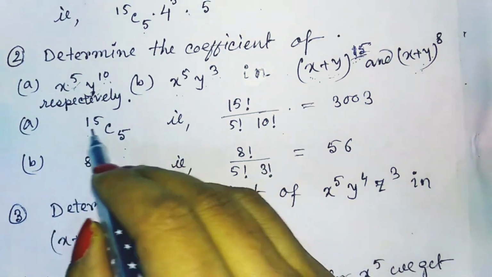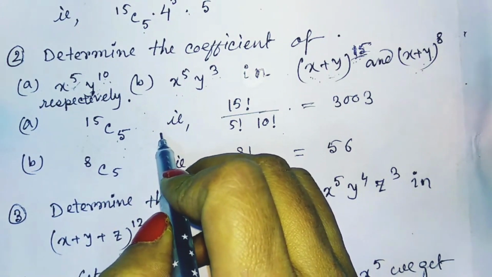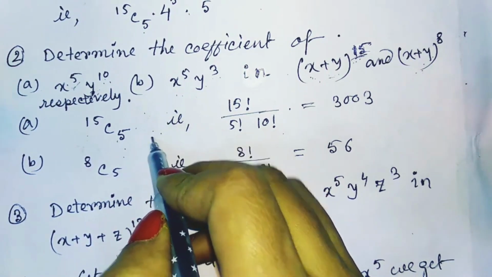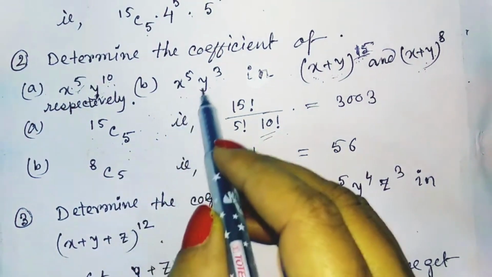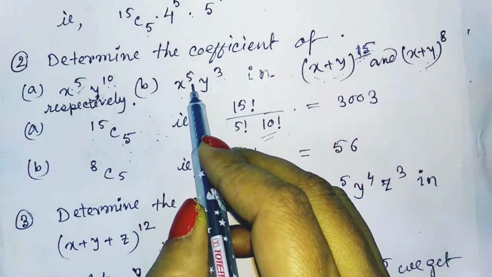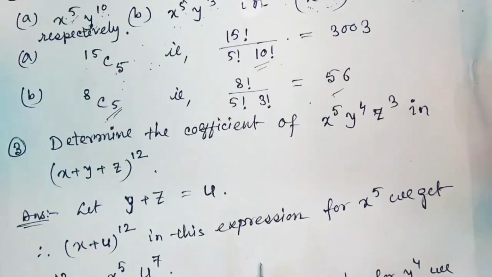And definitely then 15C5 x to the power 5 you will find out into y to the power 15 minus 5, that is 10. So the coefficient is this one. Similarly, in the second expression, the coefficient is 8C5, and that is the total answer.